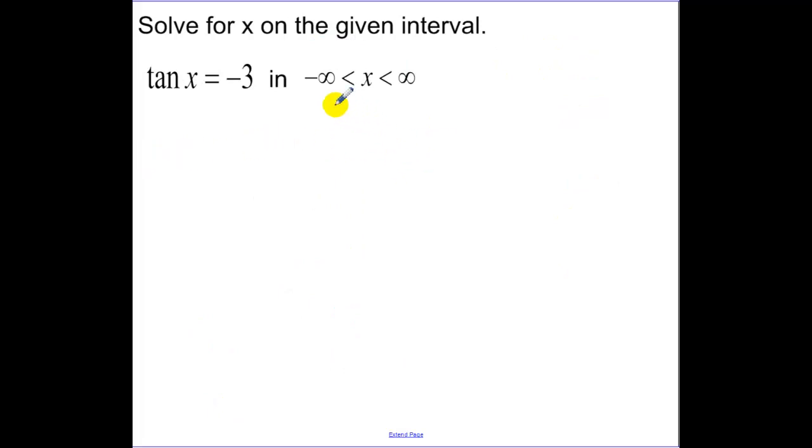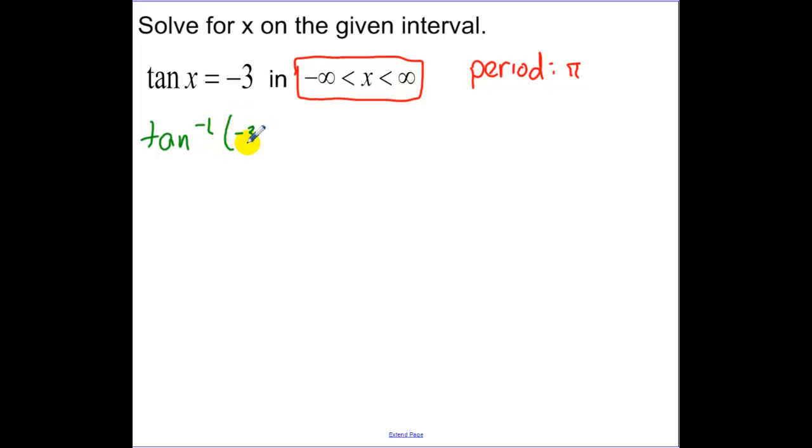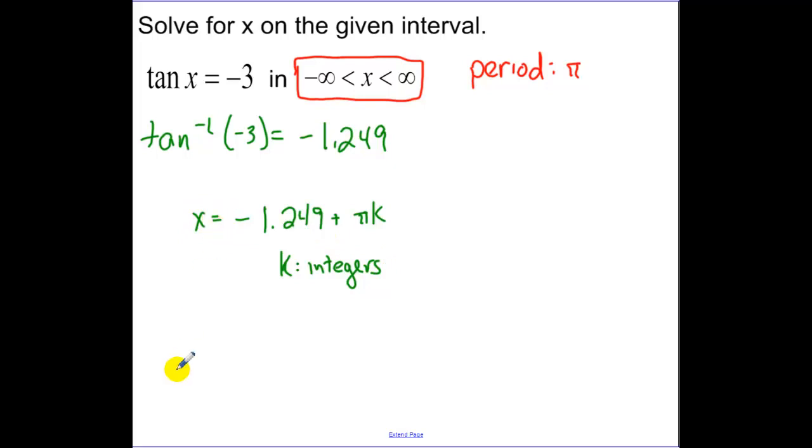Our next example, solve for x on the interval. Now notice how I didn't have any restrictions. So we're going to have to incorporate all of our rotations. Remember that the period for tangent is equal to pi. So we do inverse tangent in our calculator. Inverse tangent of negative 3, and I get negative 1.249. So my answer is that number plus all possible rotations, since my period is pi. It repeats every pi. But now I need to add in k because it's going to keep rotating around our unit circle. So therefore, you have to tell me that k is equal to integers. But now we know what x equals.